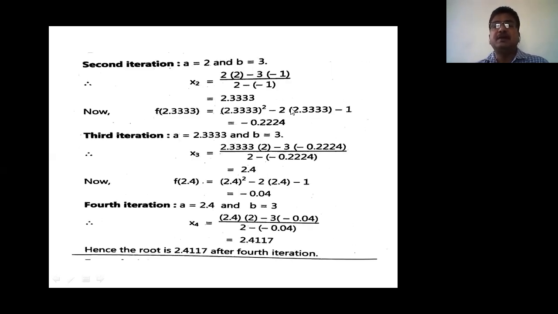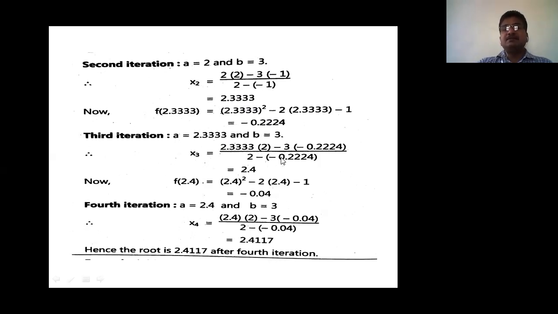Then again use the formula: x2 is equal to a f of b minus b f of a divided by f of b minus f of a. Therefore we have this answer, 2.333. At this point the value is negative. At 2 the value is negative, and at 3 the value is positive. So at 2.33 the value is negative, and therefore the root lies between 2.33 and 3. So a is this and b is this.